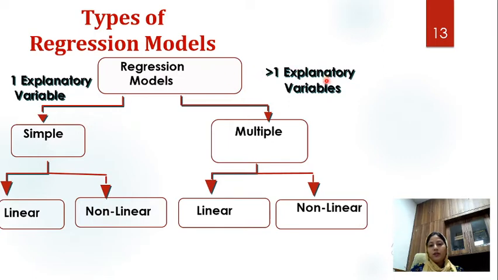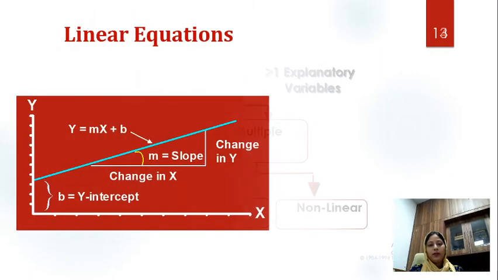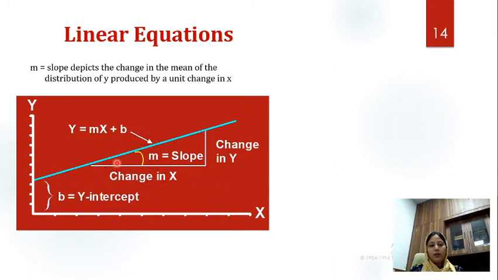When we have more than one explanatory variable and the model is linear in the parameters to be estimated, we have linear, multiple regression, with more than one regressor variable, and non-linear, where the parameters to be estimated are not linear. Now this is the equation of a straight line, y is equal to mx plus b. b denotes the y-intercept and m is the slope, which depicts the change in the mean of the distribution of y produced by a unit change in x.